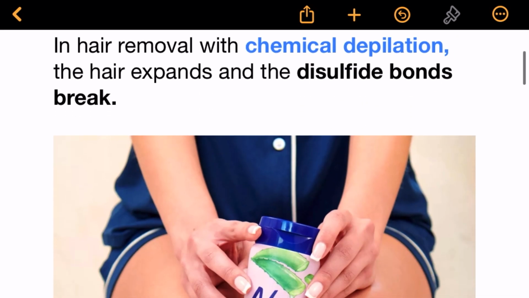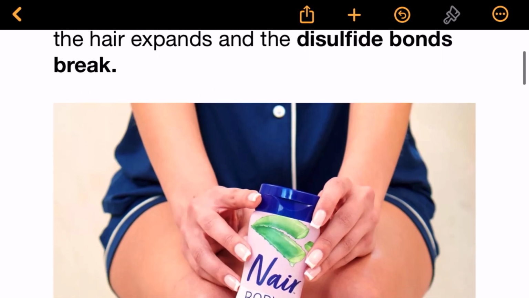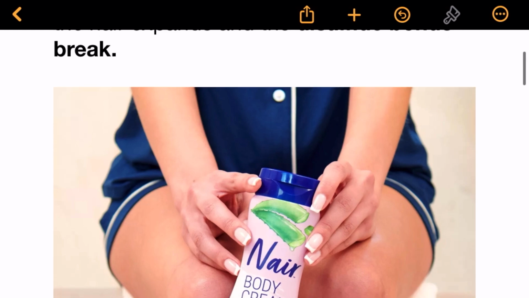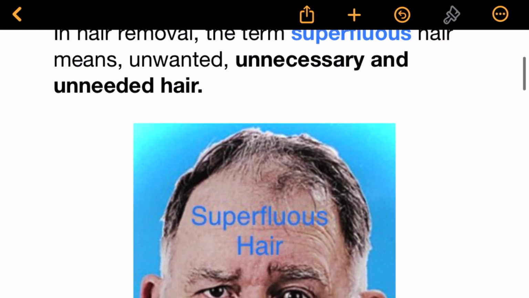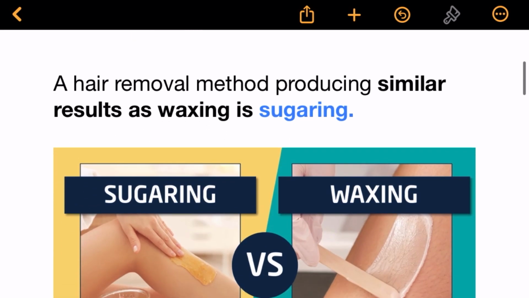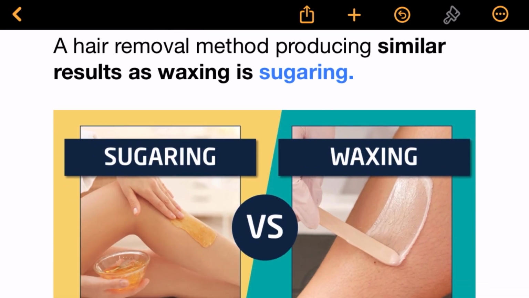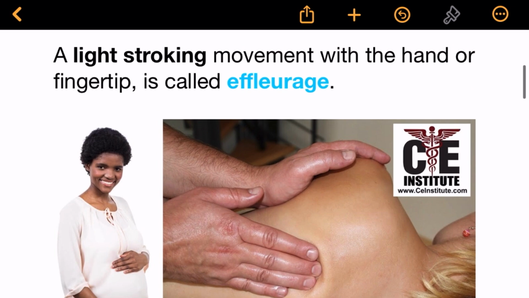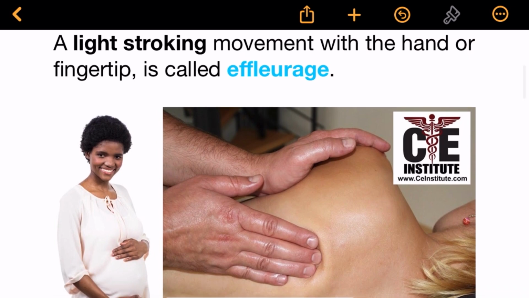In hair removal with chemical depilation, the hair expands and the disulfide bonds break. In hair removal, the term superfluous hair means unwanted, unnecessary and unneeded hair. A hair removal method producing similar results as waxing is sugaring. A light stroking movement with the hand or fingertip is called effleurage.